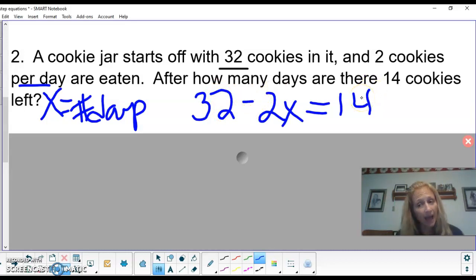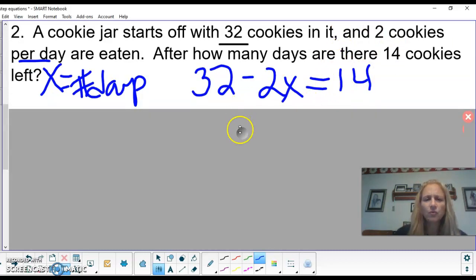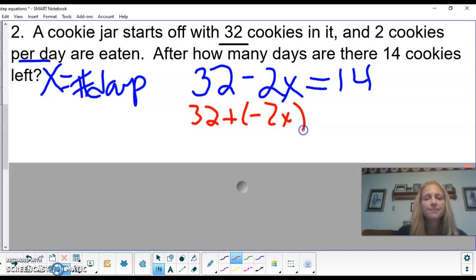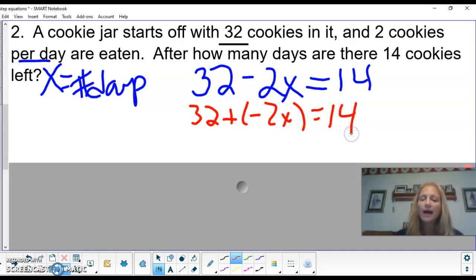So sometimes it's going to be adding, sometimes it's going to be subtracting, okay? So now what we need to do is solve this. And remember, this is one of the times we have to do LCO, all right? Anytime that follows a minus sign, we always want a plus sign in front of the variable, always. So you're going to go ahead and do 32 plus a negative 2x equals 14. So go ahead, a problem should pop up so you can solve it.